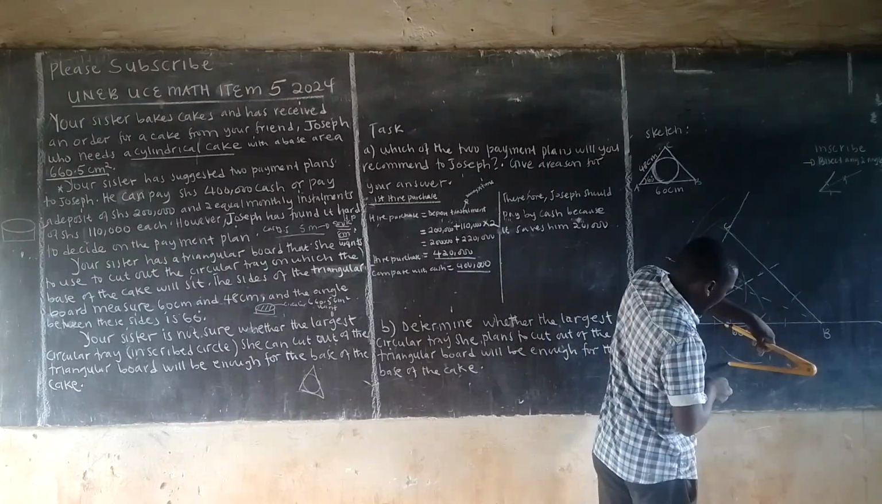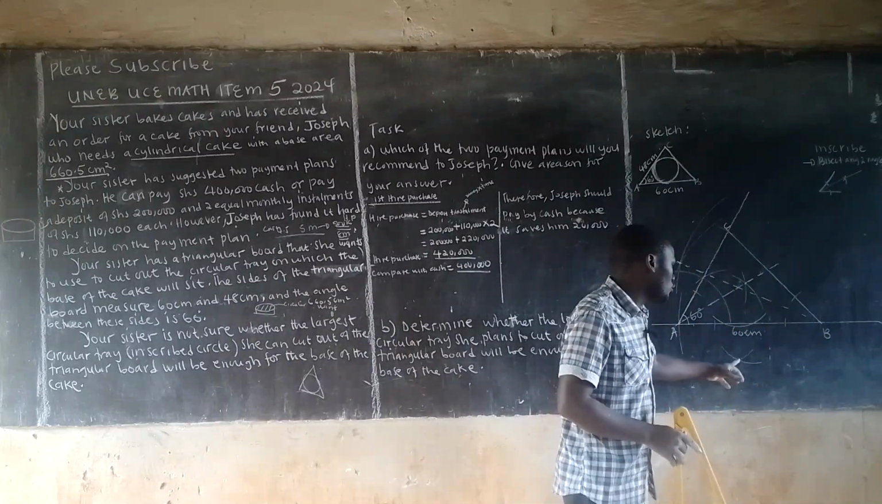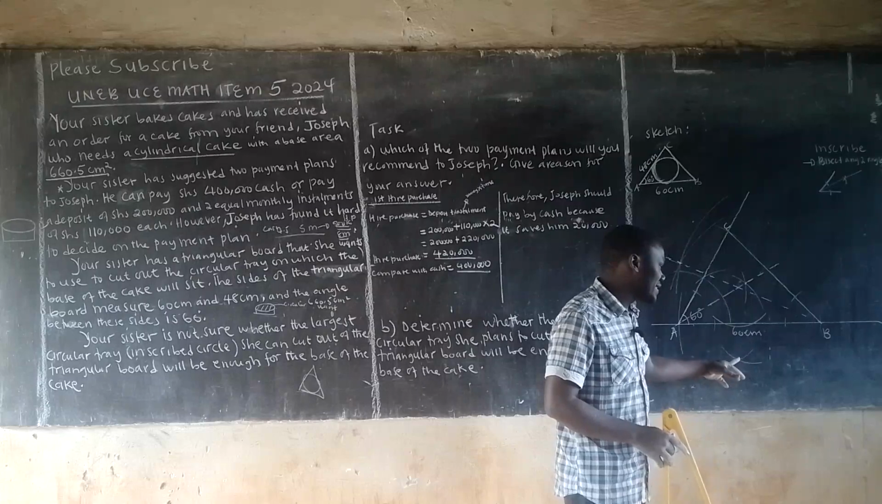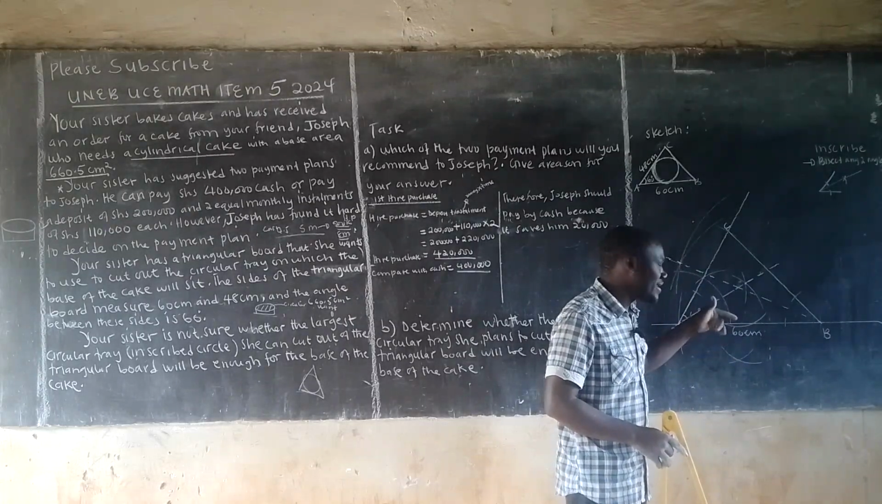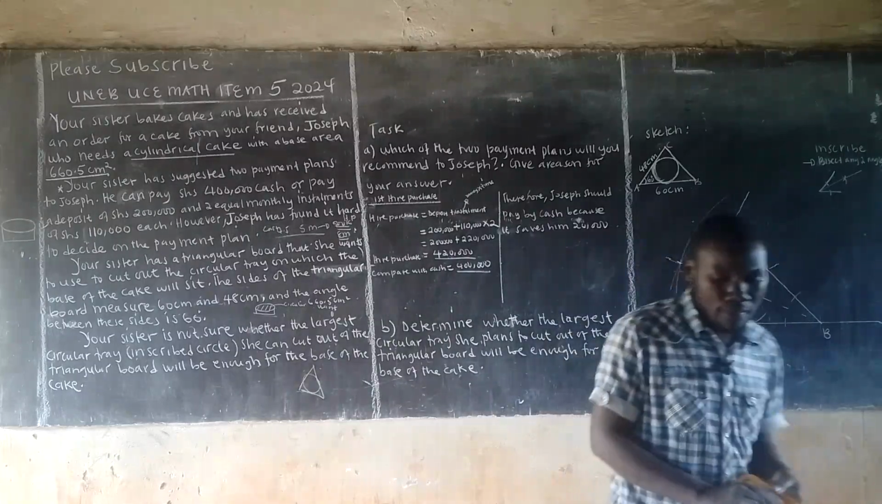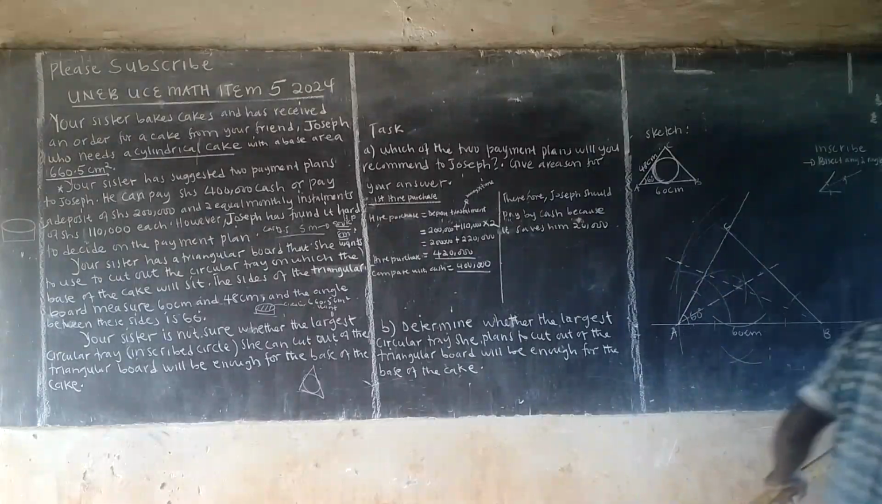Make an arc. From there, you get a ruler and join this to this. Why are we getting that? This is what will give us a perpendicular distance, which will help us get the radius of that circle.